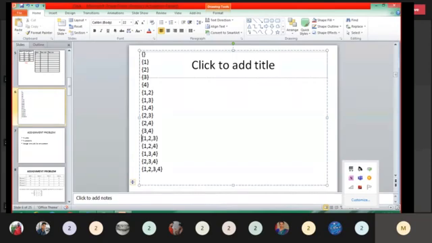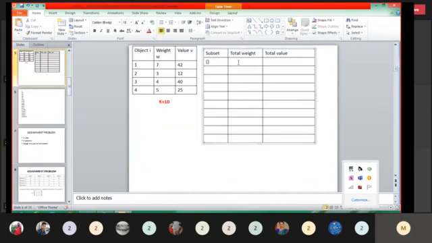So the exhaustive search method is used to find the possibilities. These all are the possibilities. Now, initially write the subset. The empty subset means null, 0 weight, 0 value. Next subset is 1. What is the weight of 1 in the example table? 7. What is the value of 1? 42.